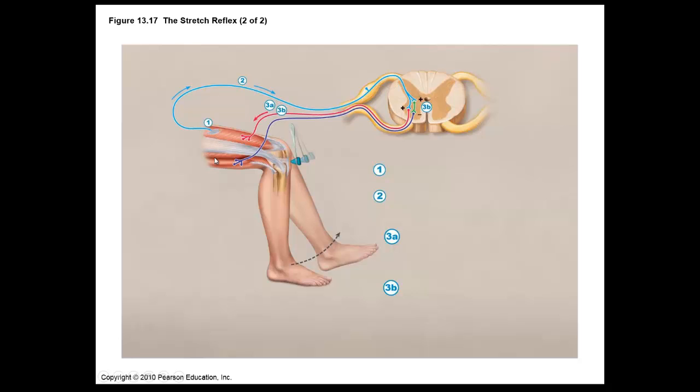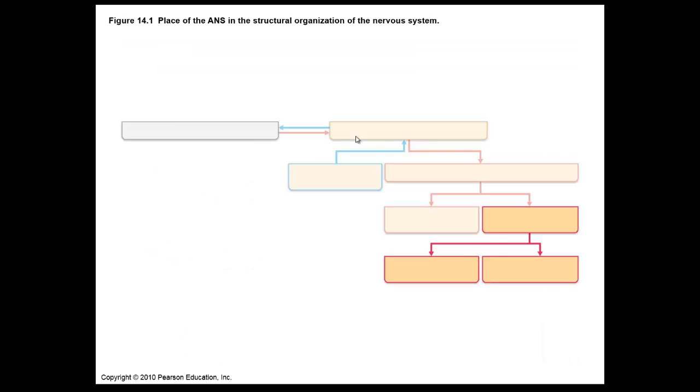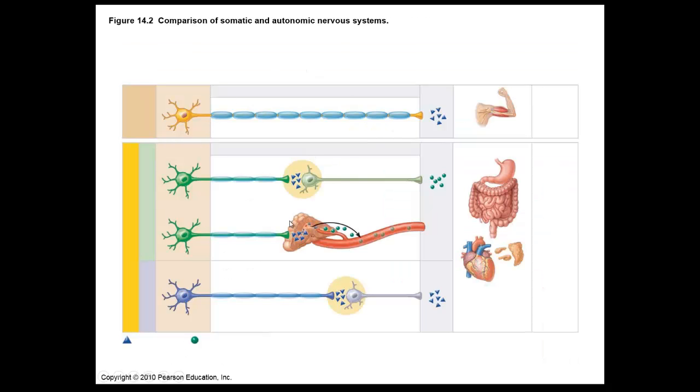This is a very important diagram. I would have this ready for the test. Be sure to label the different parts of the reflex arc for the patellar reflex. Definitely going to be on the test. Then we talked about the autonomic nervous system. Lots and lots of really good information here. Definitely look at this diagram, know the details of it, label what types of neurons we have here.